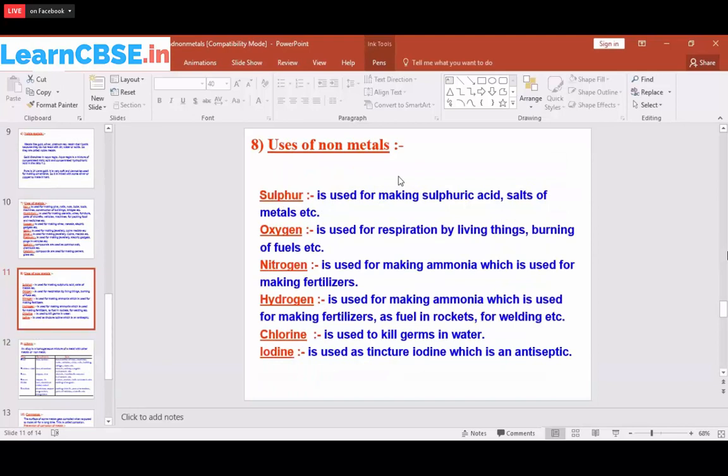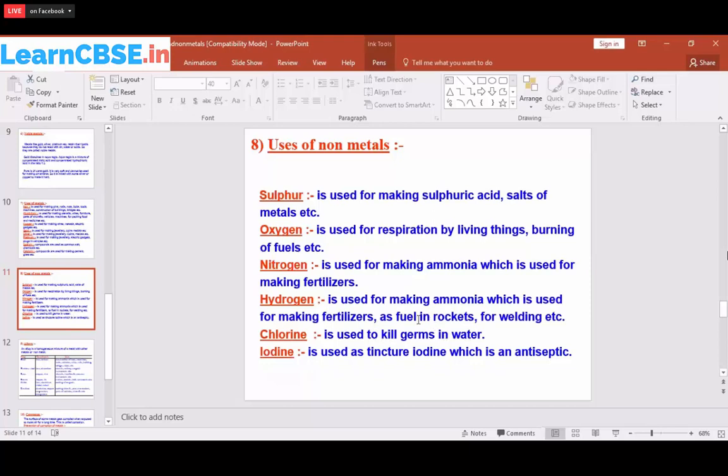Uses of the non-metals. Sulfur. Sulfur is used for making sulfuric acid, salts of the metals, etc. Oxygen. It is used for respiration by living things, burning of fuels, etc. Nitrogen. It is used for making ammonia, yes, NH3, one of the important reactions, which is used for making the fertilizers.